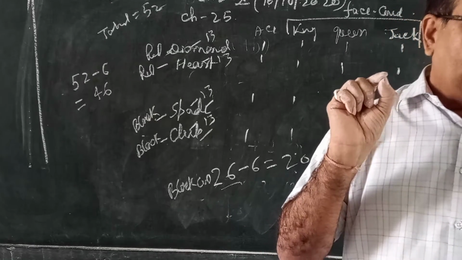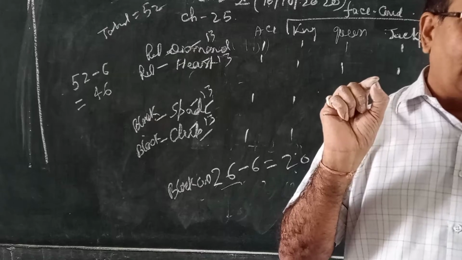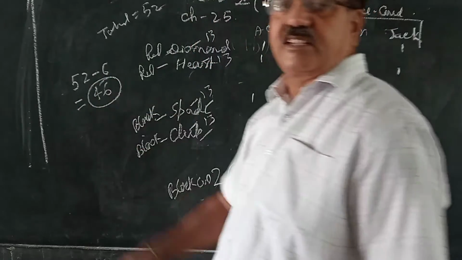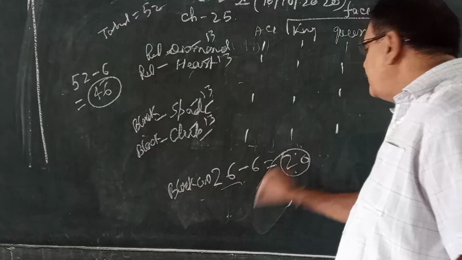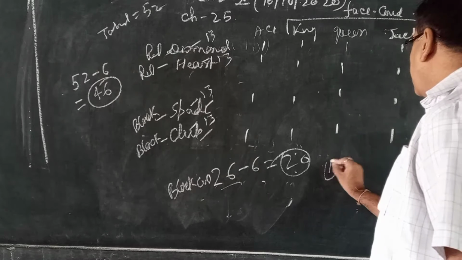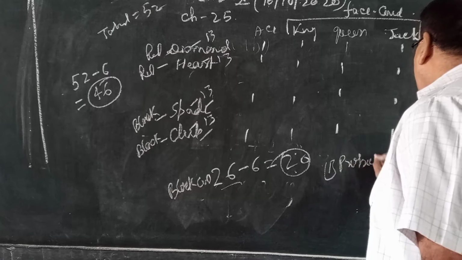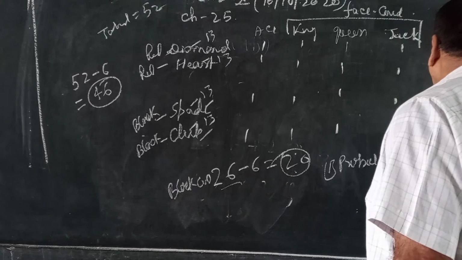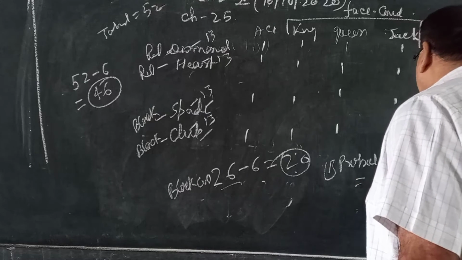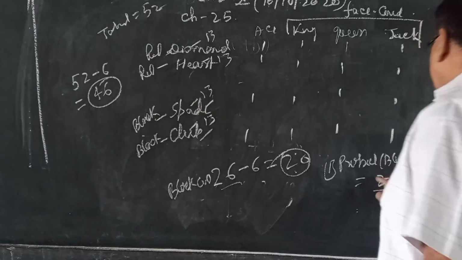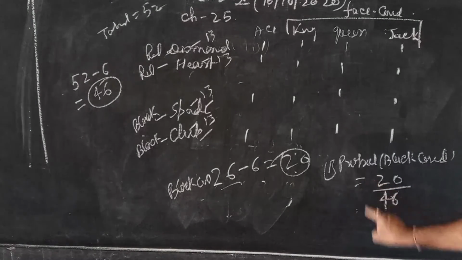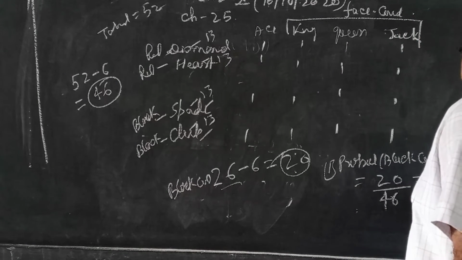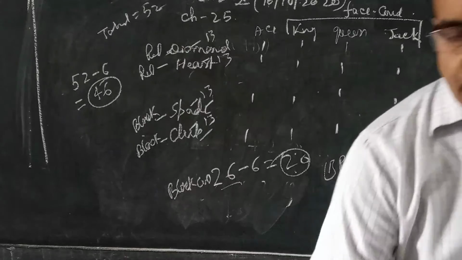Then you have to find the probability that the card is a black card. What is the probability? The total number of cards left is 46. Black cards are 20. So the probability of a black card will be 20 by 46. It means 10 by 23 is the answer of the first part.